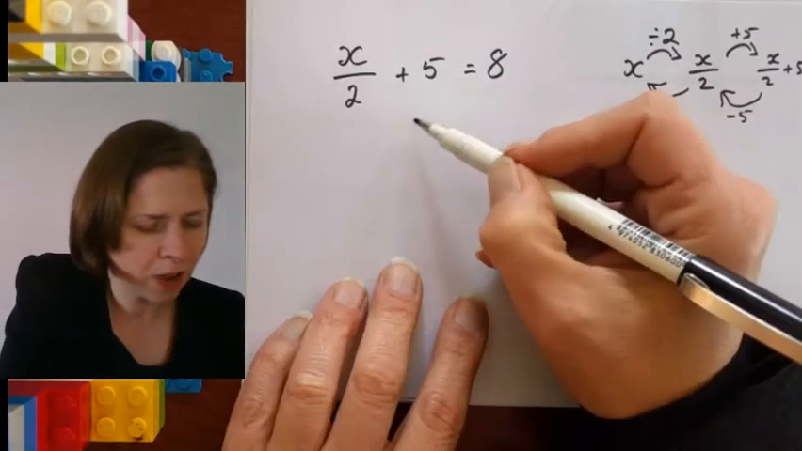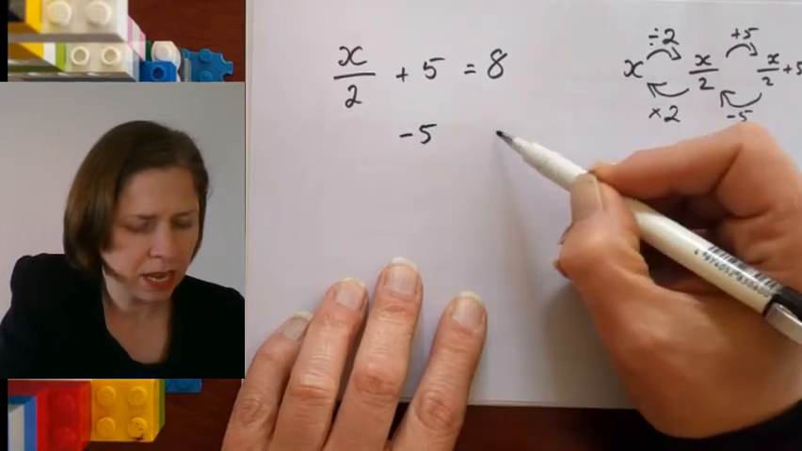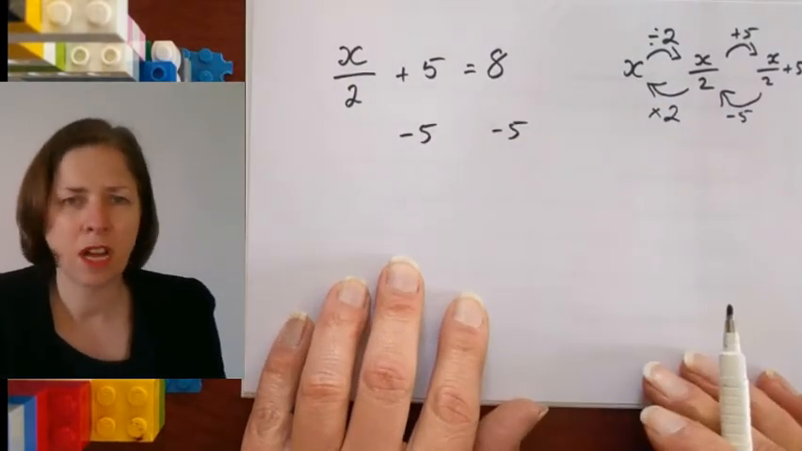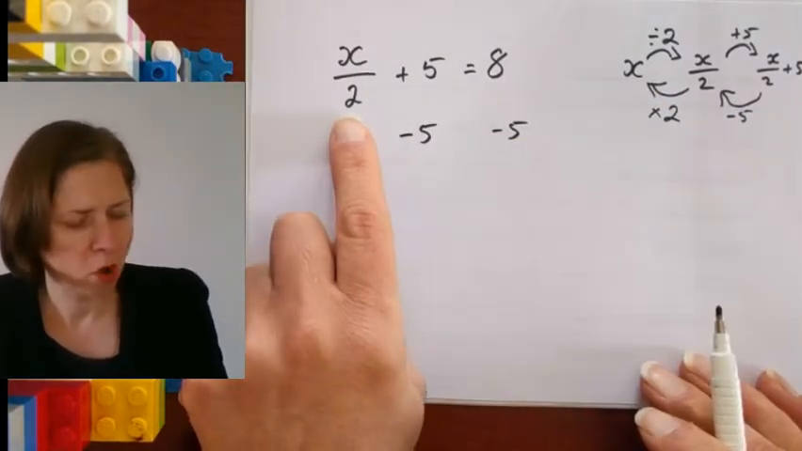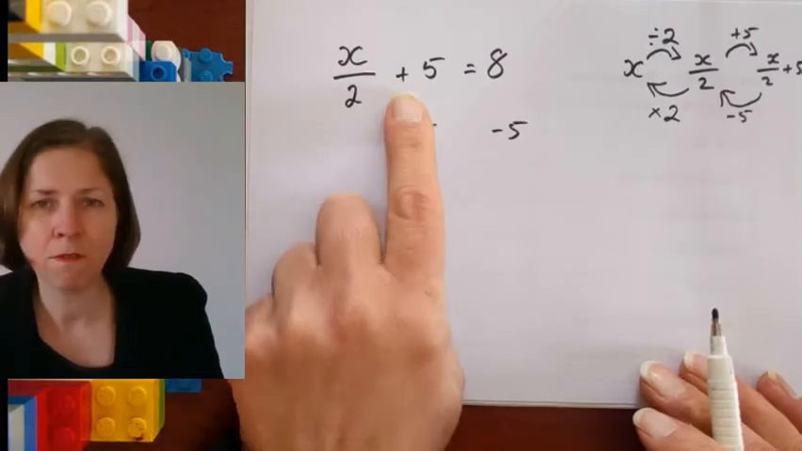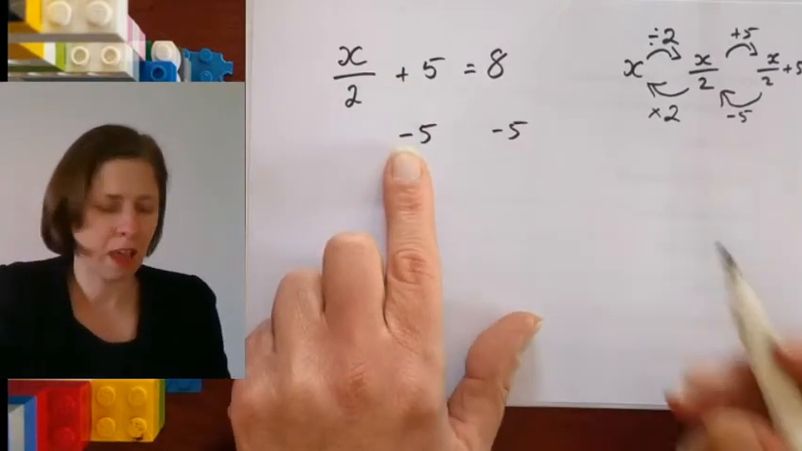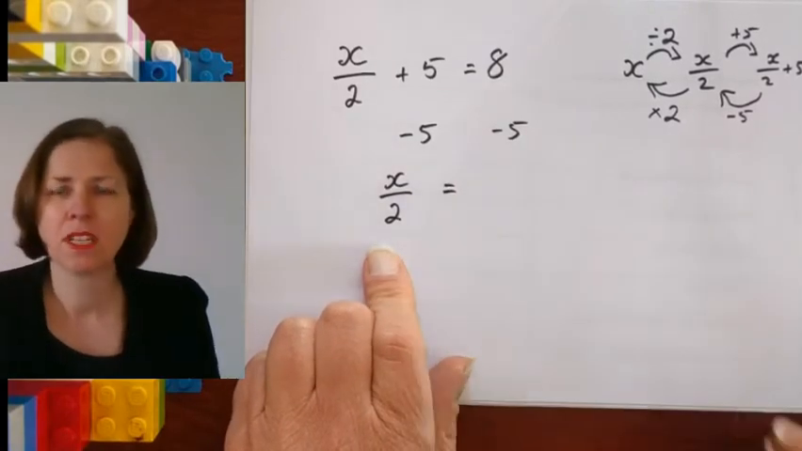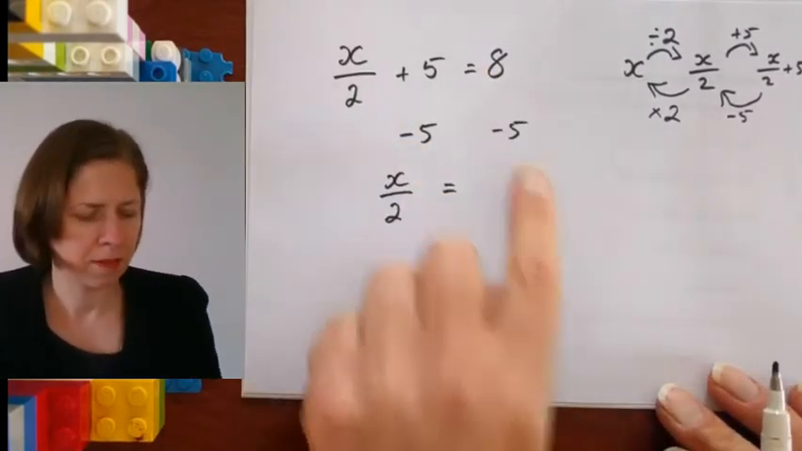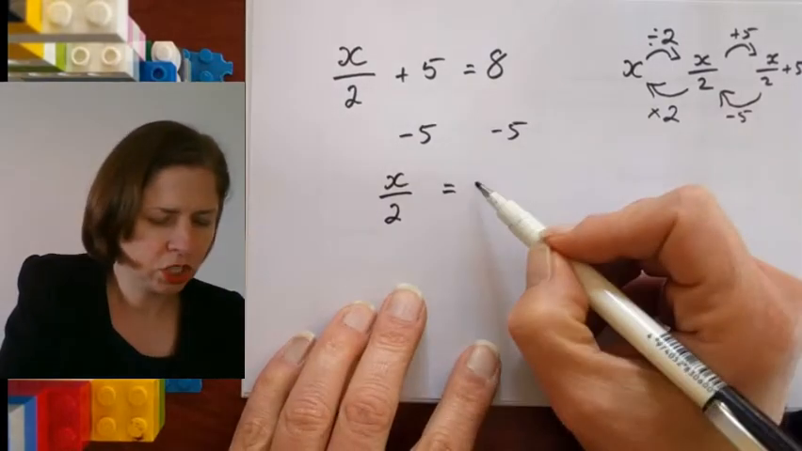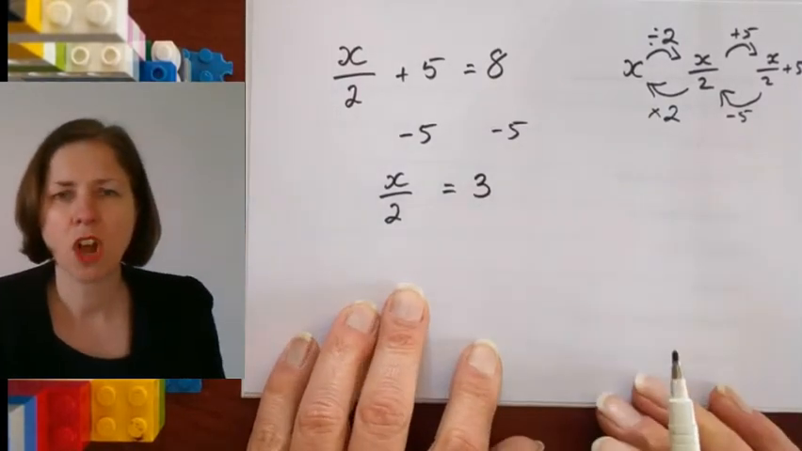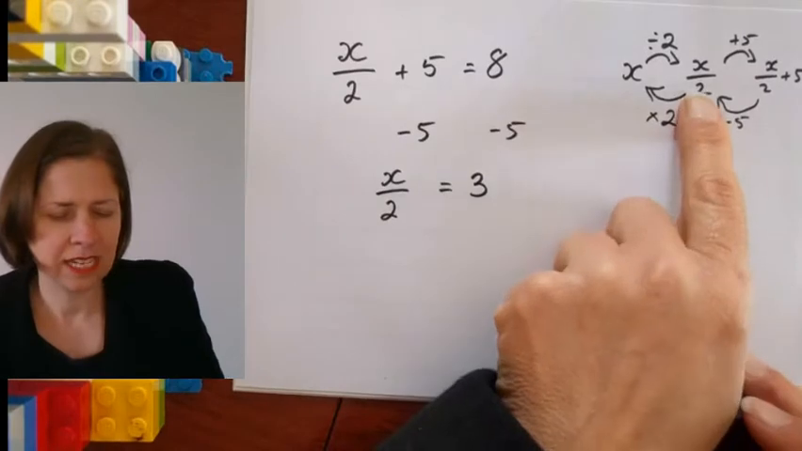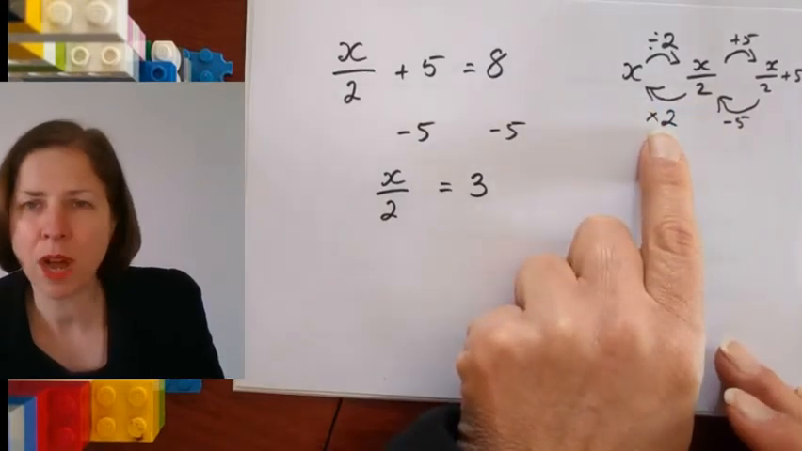I subtract 5 from both sides, minus 5 and minus 5. So I've got x over 2 plus 5 minus 5 on the left. That just leaves me with x over 2. On the right, I've got 8 minus 5, which is 3. Okay, the second step here was timesing by 2.